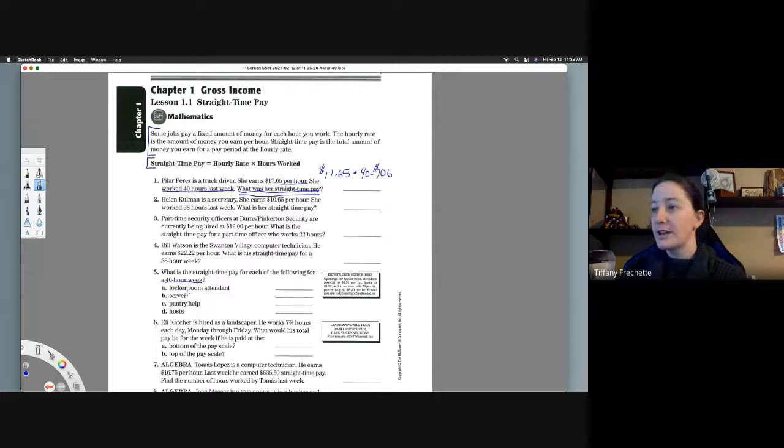Then it goes locker room attendant, server, pantry help, host, and they give you this posting over here. It's like a posting from a newspaper. They want you to read through it and find out how much they are offering for a locker room attendant. So openings for a locker room attendant, men's, is $8.90 per hour. And then a server, which is just the next one. Make sure you're reading and paying attention, because I've had students go through the posting, multiply one after the other, and put them on the lines.